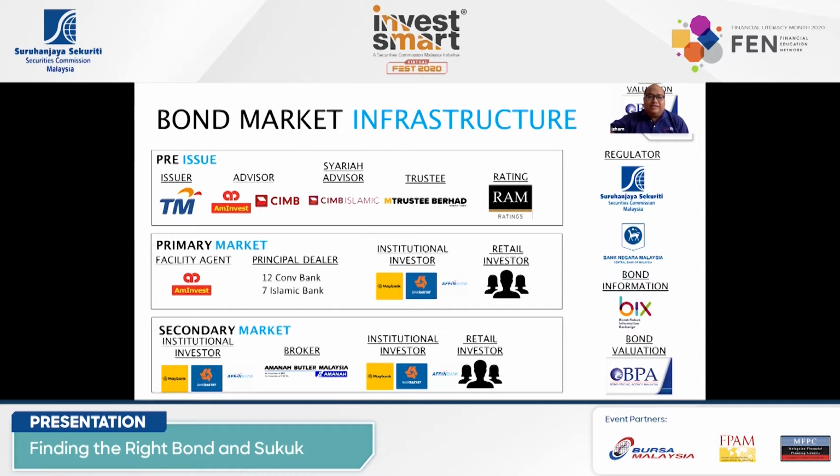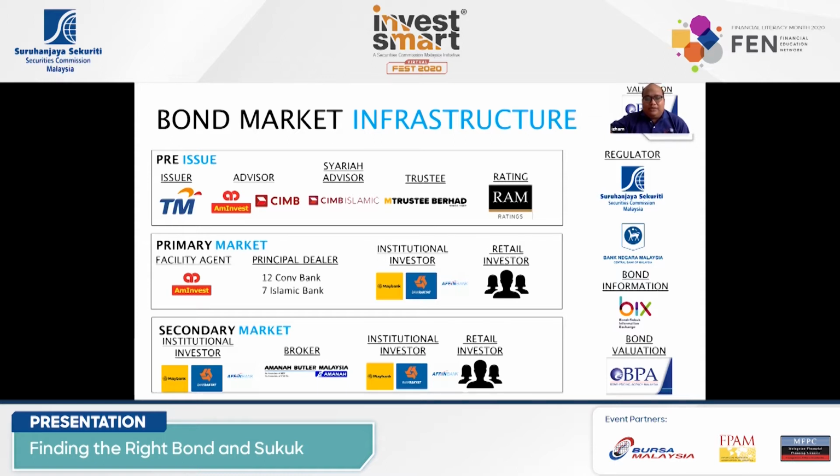So this is the infrastructure of the bond market in Malaysia. At the top is the pre-issue. This is before issuance, like a pre-IPO kind of thing. For example, here we have Telecom Malaysia as an issuer, and Telecom Malaysia will go to an advisor. This advisor will be like an investment bank. In this case, it is a joint venture between M Invest and CIMB. Because they want to issue a sukuk, they will have to have a Sharia advisor. In this case, they appointed CIMB Islamic.